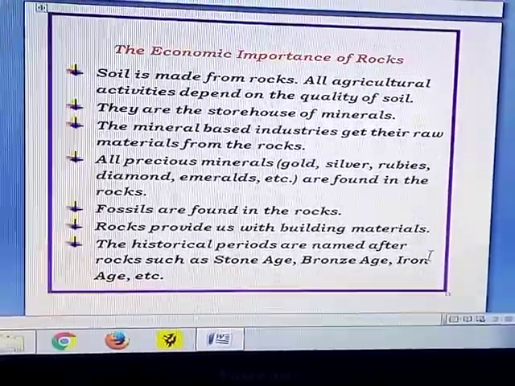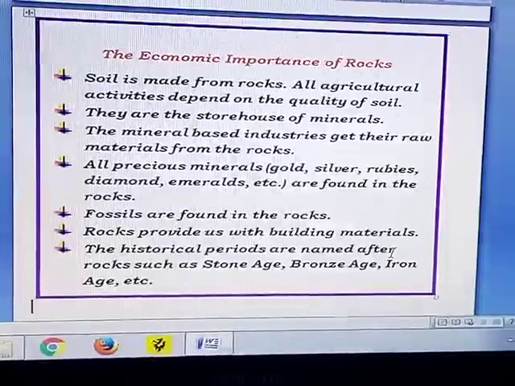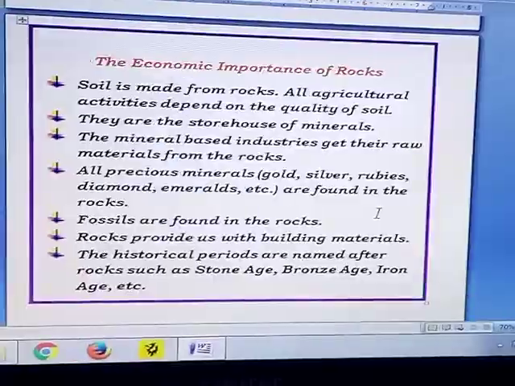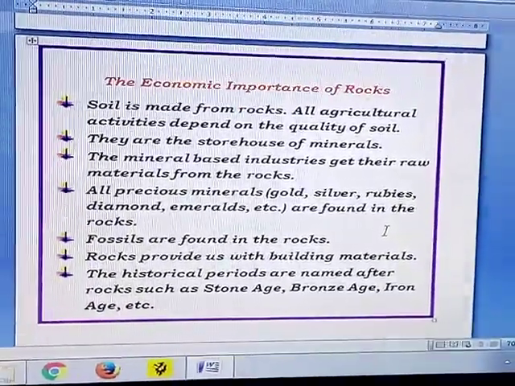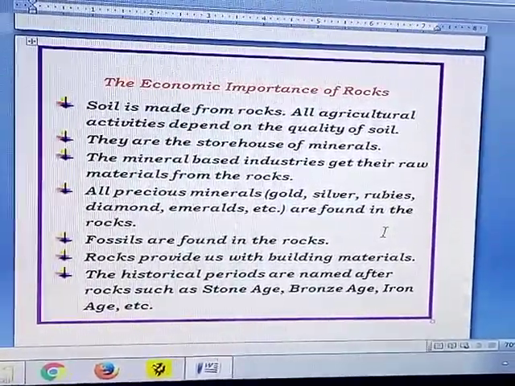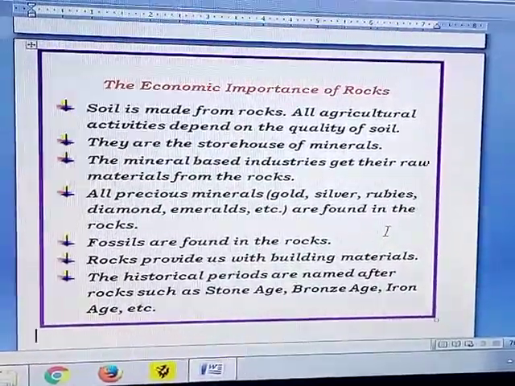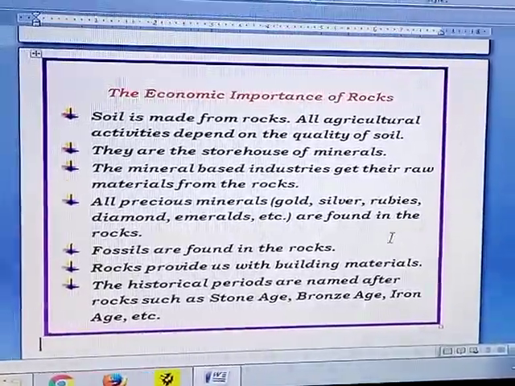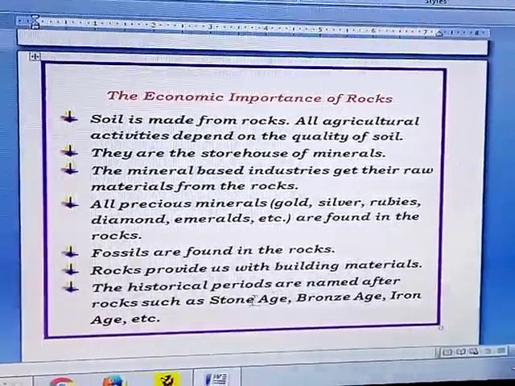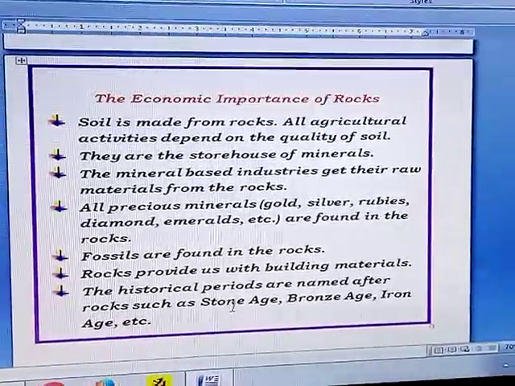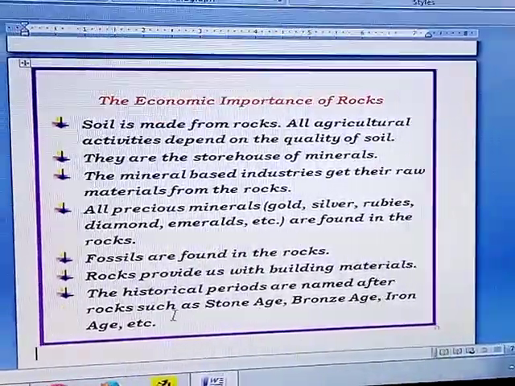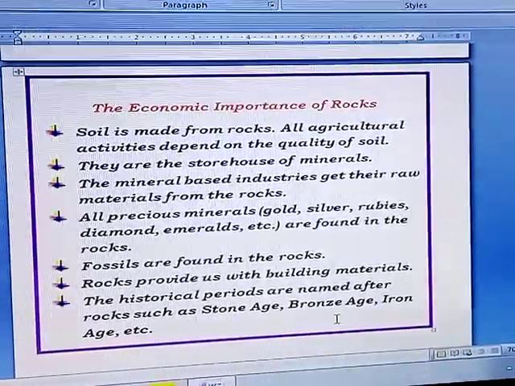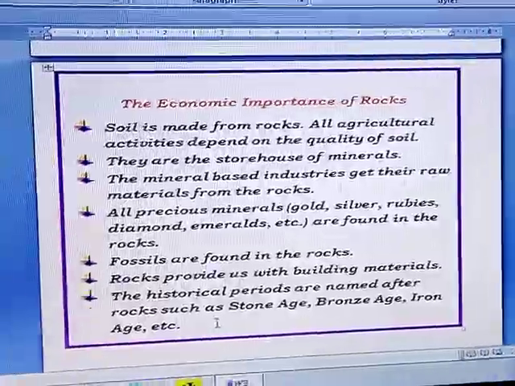Rocks provide us with building materials. Big constructions are taking place, whether a building, a big mall, or a sports villa, or even big buildings and bridges, you can say. All the building materials we are getting from the rocks. And the historical periods are also named after rocks, like Stone Age, Bronze Age, Iron Age, etc.